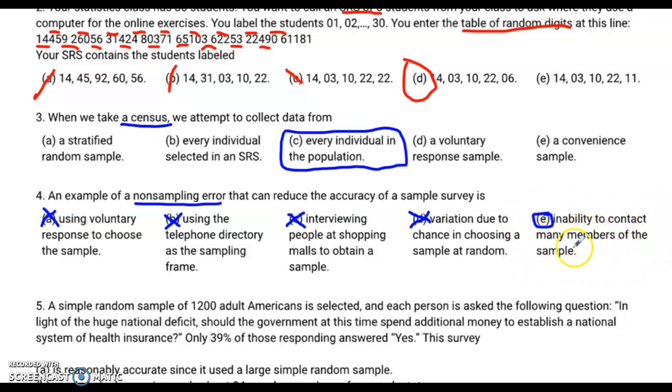This says many members of the sample. The sample has already been chosen here. So this type of error is not going to be sampling error. It is error in implementing the study. Moving on to the next question, question number 5.